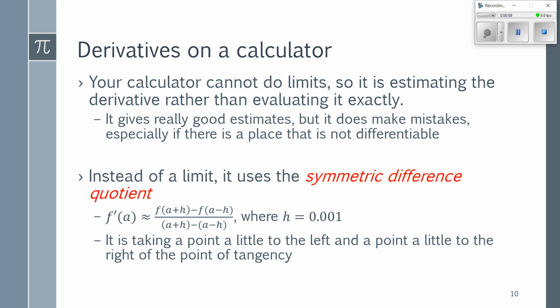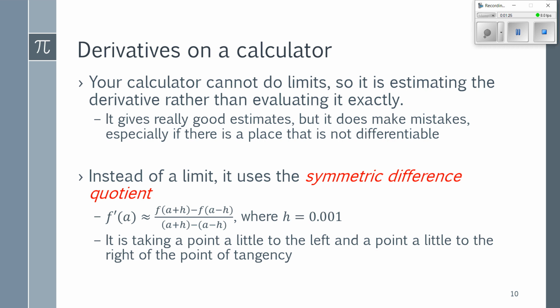The reason for this is our calculators don't actually do limits. So our calculators can find the slope between 2 points, but they're not able to move them infinitely close, because calculators have to be able to deal with real numbers, and infinity is not a real number. So it can't deal with 2 points that are infinitesimally close together.